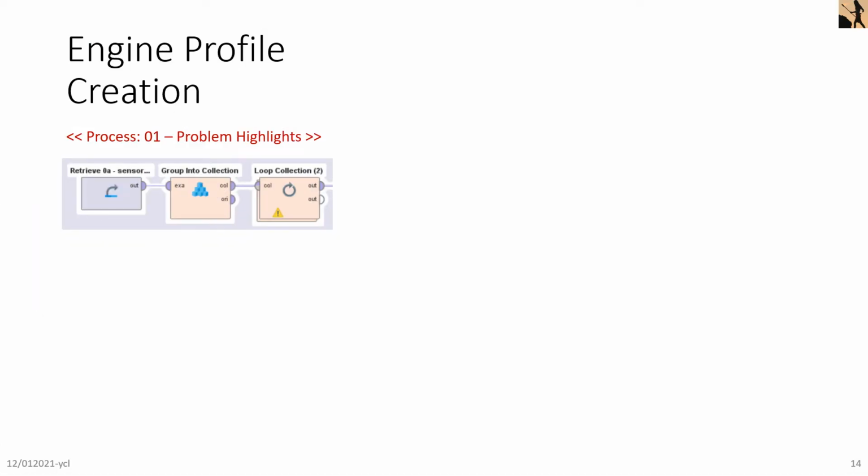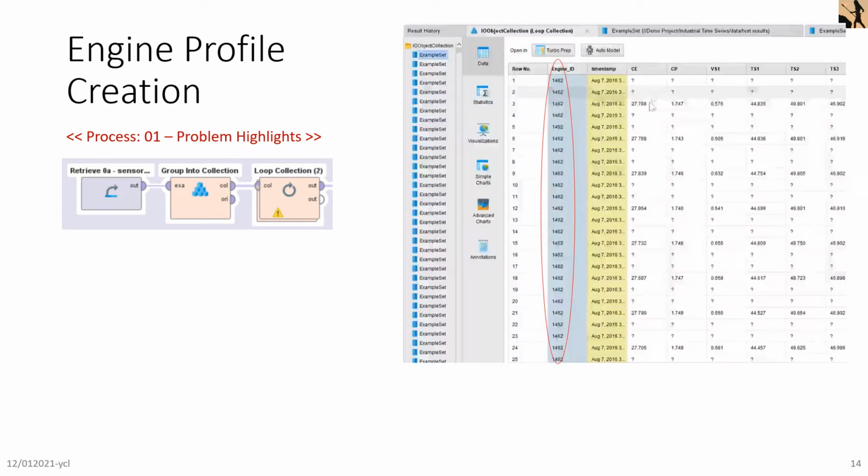So the very first step is to group the records by individual engine. With a loop operator, we can focus on what we would like to do about a specific engine. For example, here we just click on the specific example set for engine 1462, and we will see all the records, supposedly 180 of them, for 60 seconds.